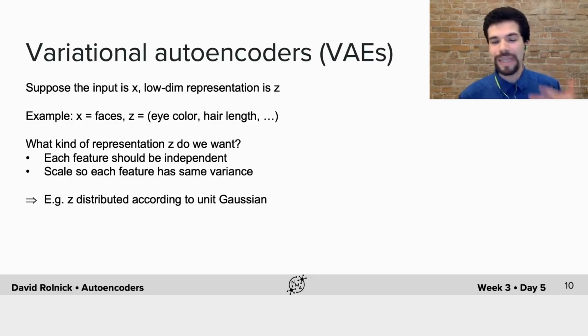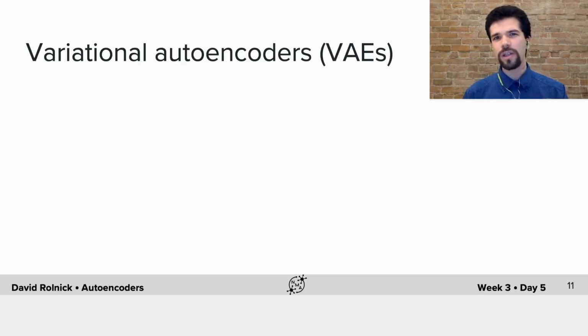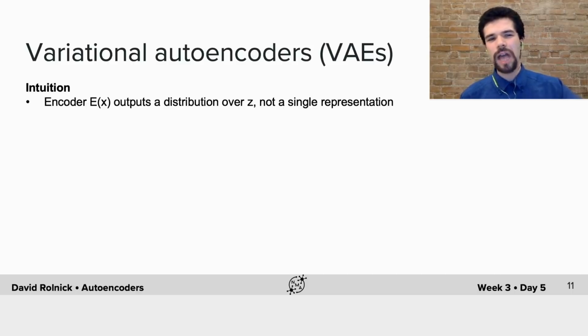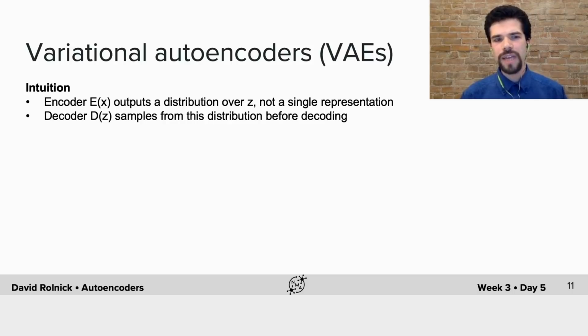For example, you can get these properties by having z be distributed according to a unit Gaussian, where each coordinate of z is independent, and each is scaled similarly. Each one has the same variance. So this is a goal. It's the motivation for VAEs. How do you actually get that out of an autoencoder model? Well, the intuition here is we're going to have the encoder output a distribution over possible z instead of a single representation. And then when we're running the decoder, we're going to sample from this distribution before decoding.